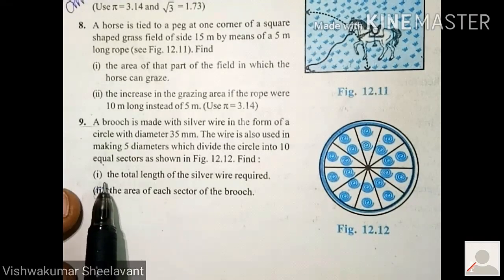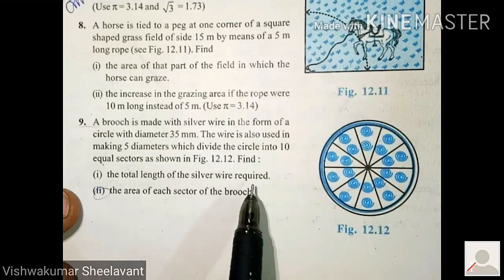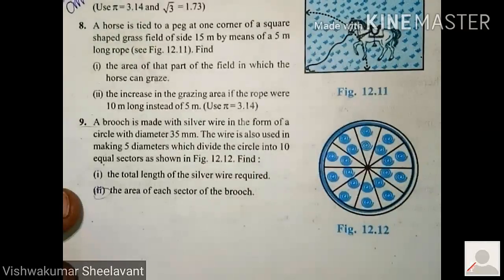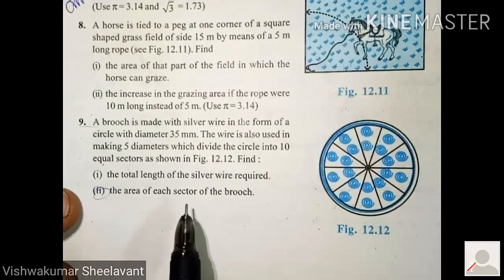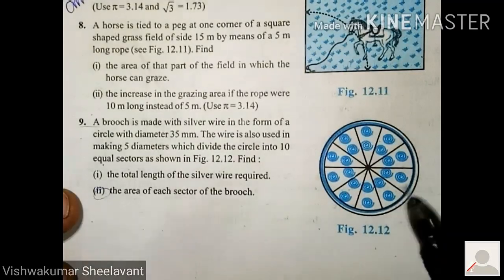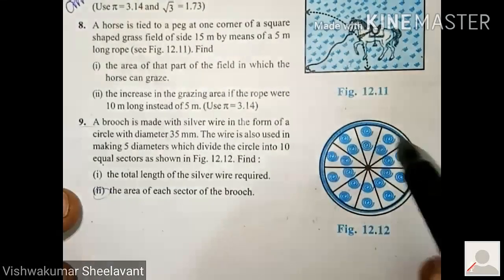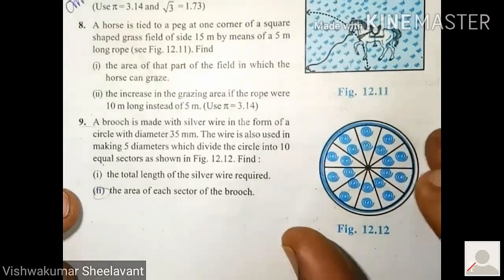Find first, the total length of the silver wire required, and second, the area of each sector of the brooch. So one circumference and then 5 diameters. The total will be the length of silver wire.